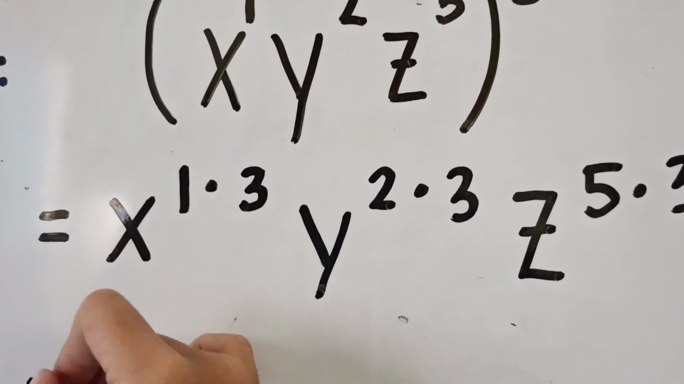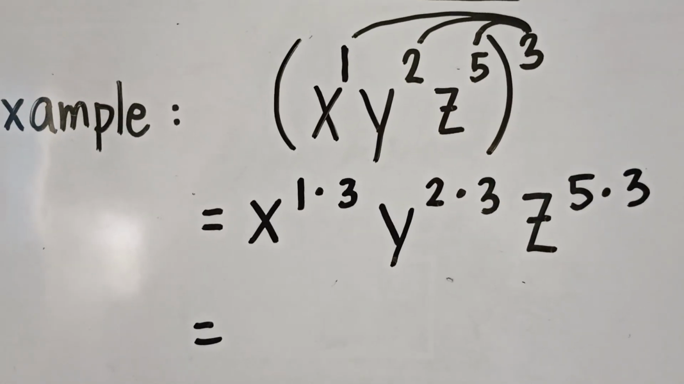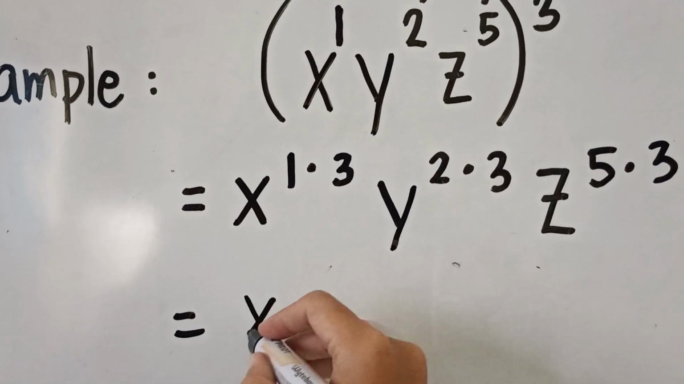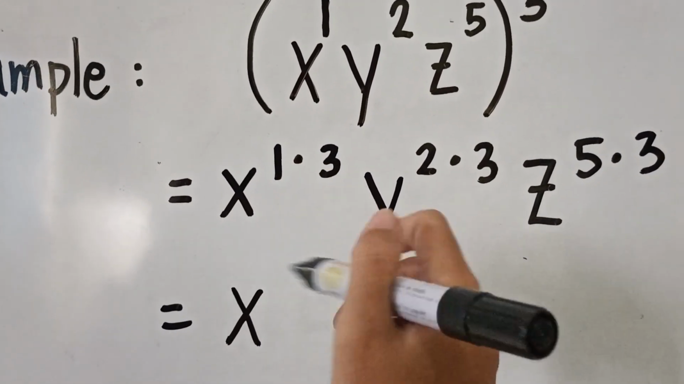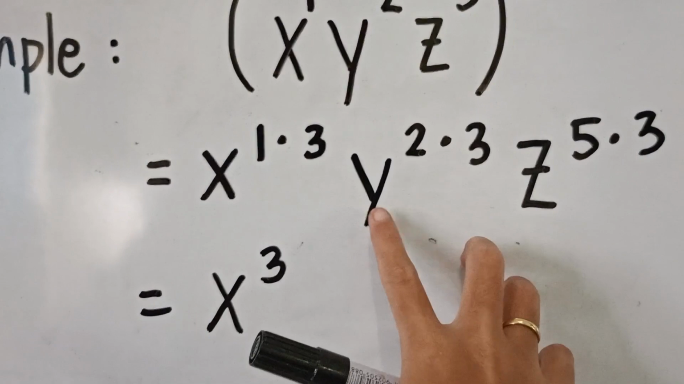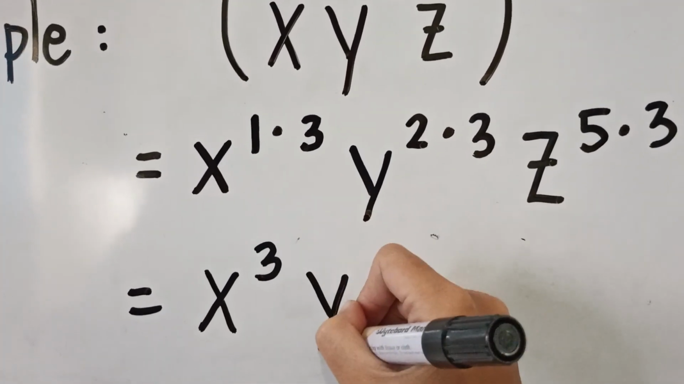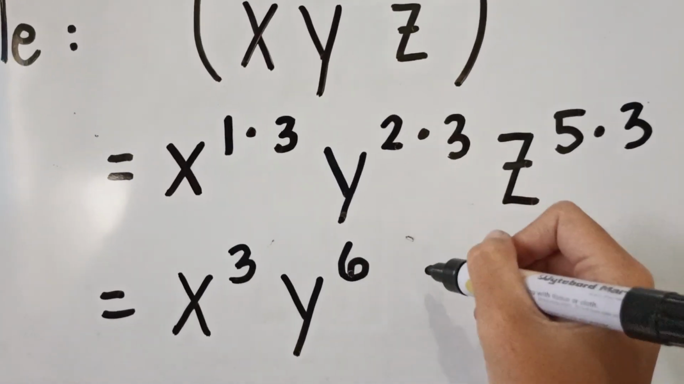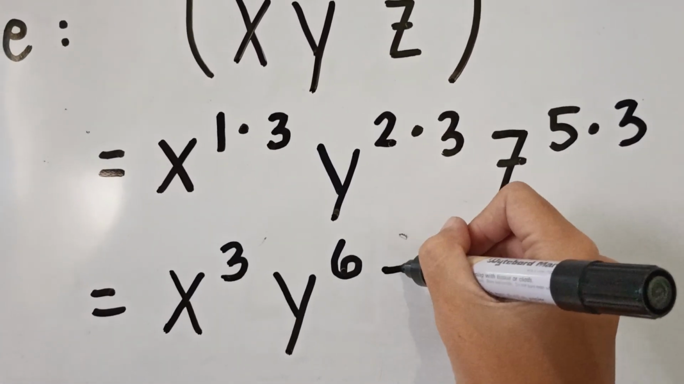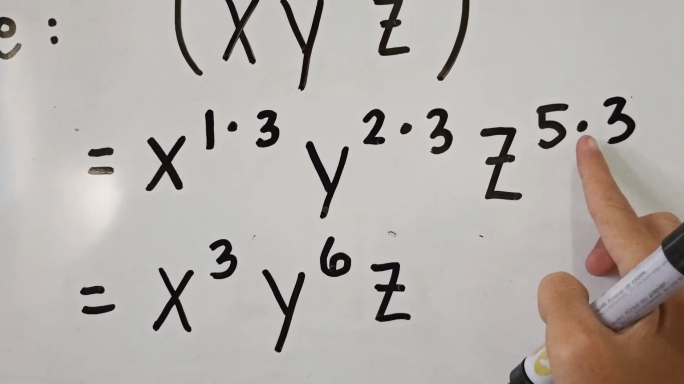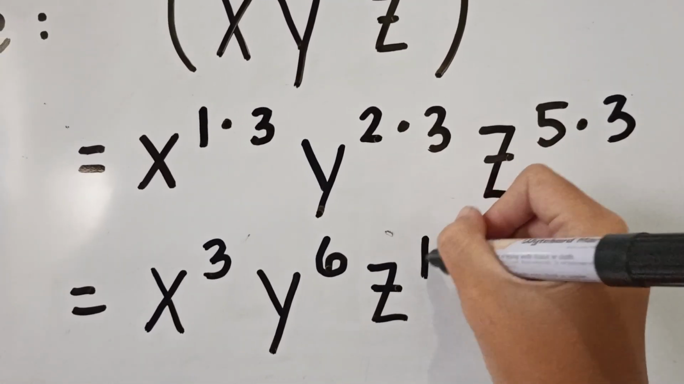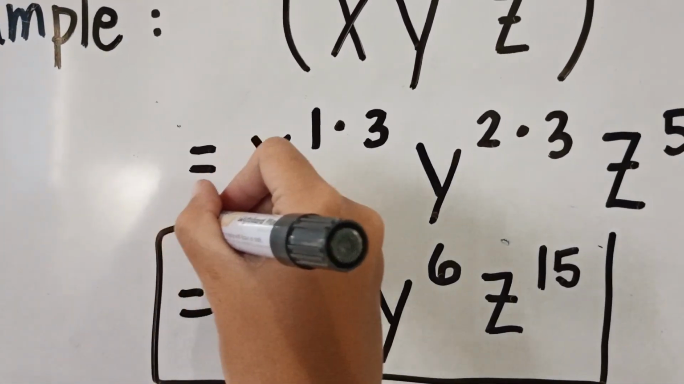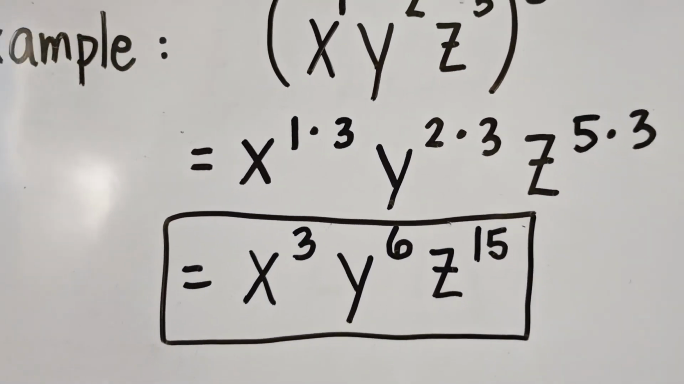Now let's get the final answer. We'll have first the variable x. So we're going to write x here, and then multiply 1 times 3, that will give us 3. Next we have the variable y, and then multiply 2 times 3, we've got 6. And for variable z, we're going to multiply 5 times 3, and that is 15. So the final answer is x cubed y to the power of 6 z to the power of 15.